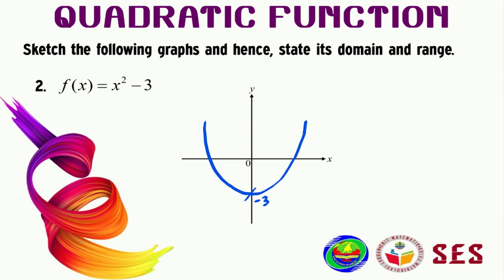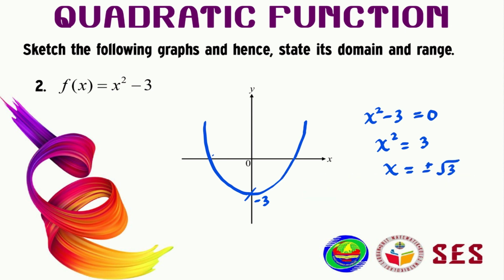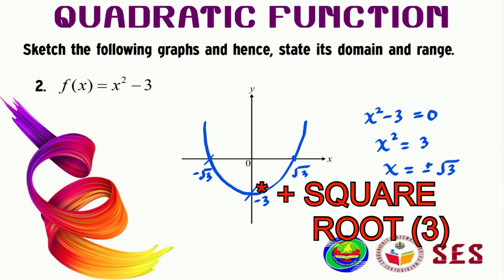As we can clearly see here, the graph passes through the x-axis, which means it is compulsory for us to find the x-intercepts. In order to get the x-intercepts, we set x squared minus 3 equal to 0 and solve this equation. So we have x squared equals 3, and hence x is equal to plus or minus square root of 3. Please make sure that we label all of the available intercepts. So this one is positive square root of 3.